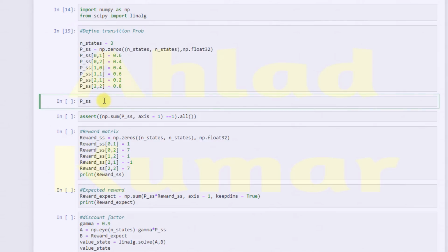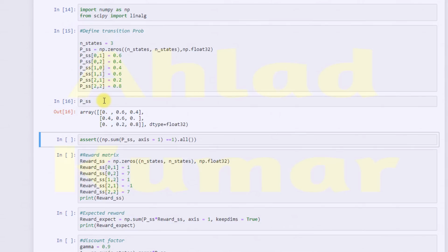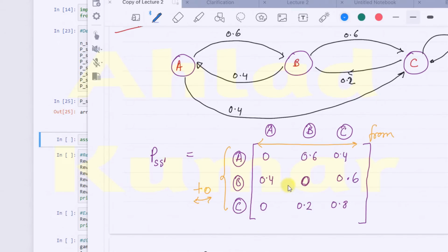So now once I have executed this command, let me see what are the elements of this matrix. So you can cross verify yourself that these values are as per the values that we have over here. So these are the transition values which you can see here. Earlier there was a slight mistake. If you recall my earlier lecture, here we made some correction.